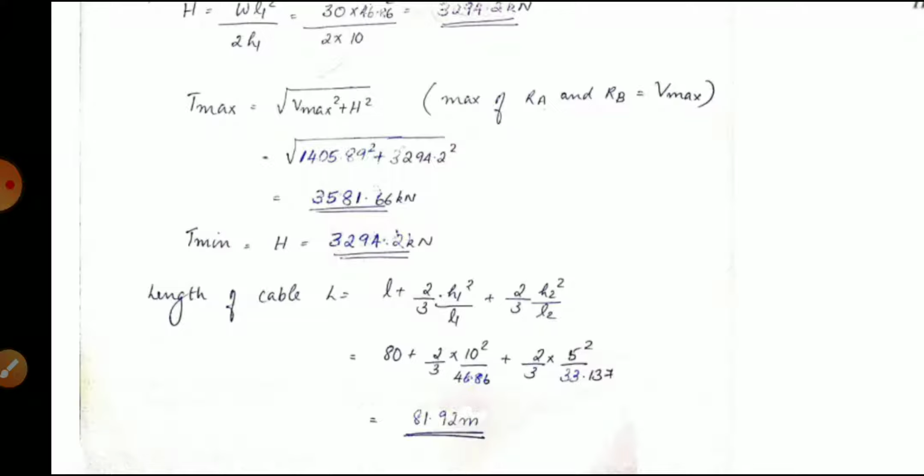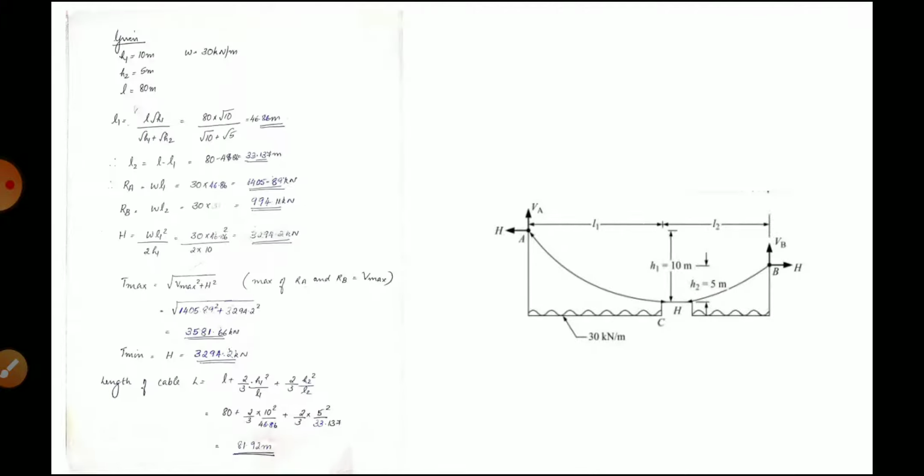Next, the length of the cable. Length of cable L, we know the formula is L plus 2 by 3 H1 square by L1 plus 2 by 3 H2 square by L2. All the values are known to us. Substituting that, you will get it as 81.92.